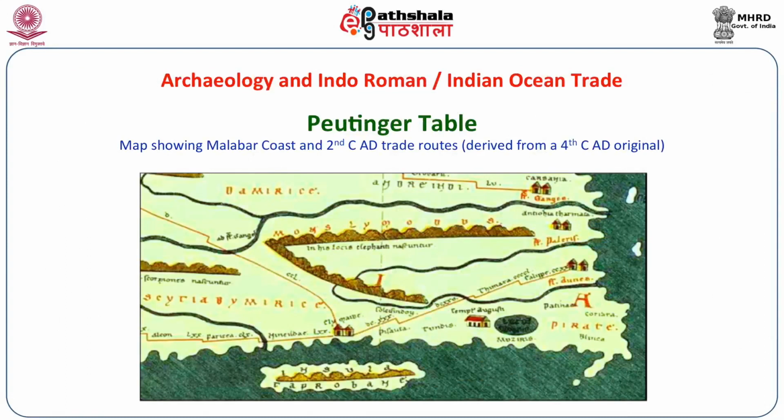What you see in this particular map is probably the earliest representation of India in a map. Here you can see peninsular India and also Sri Lanka depicted in this map called the Peutinger Table. Here you can find different parts of India marked on this map.